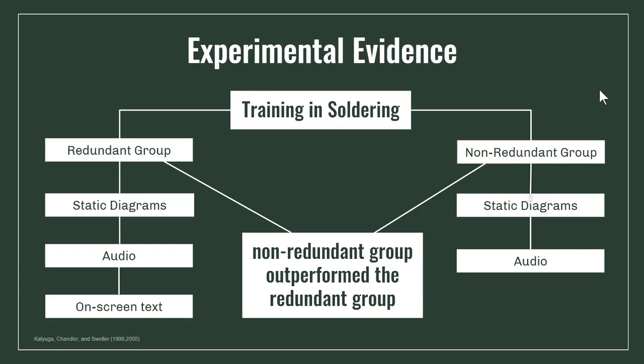In 1999 to 2000, Kalyuga, Chandler, and Sweller performed an experiment involving electrical engineering students, specifically training and soldering. The non-redundant group was presented with static diagrams on a computer screen along with accompanying speech. Contrastingly, the redundant group received the same training along with on-screen printed text duplicating the same words as the audio. On a problem-solving transfer test involving troubleshooting, the non-redundant group outperformed the redundant group, producing an effect size of 0.8 in one study and greater than 1 in another. Adding text and narration in this situation adds to extraneous cognitive load.